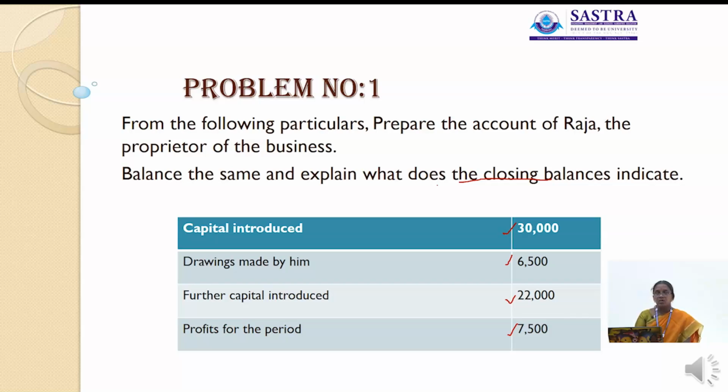Here Raja introduced capital for starting the business, rupees 30,000. So here the journal entry is cash account debit to Raja's capital account. Then drawings made by him: the proprietor Raja withdrew the amount for his personal use. Then further capital introduced, additional capital introduced by Raja. Then profit for the period rupees 7,500.